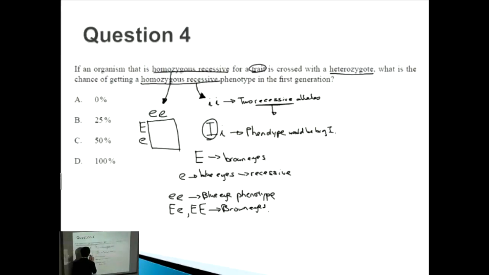Let's draw a Punnett grid here. And then what's our chance? So in this case, the little e gets broken down, and we have big E, little e, big E, little e, little e, little e, little e, little e. So now let's look at the question. What is the chance of getting a homozygous recessive phenotype in the first generation? Homozygous recessive is the little e, little e. So we have 2 out of 4, which means 50%. So therefore our answer is C.